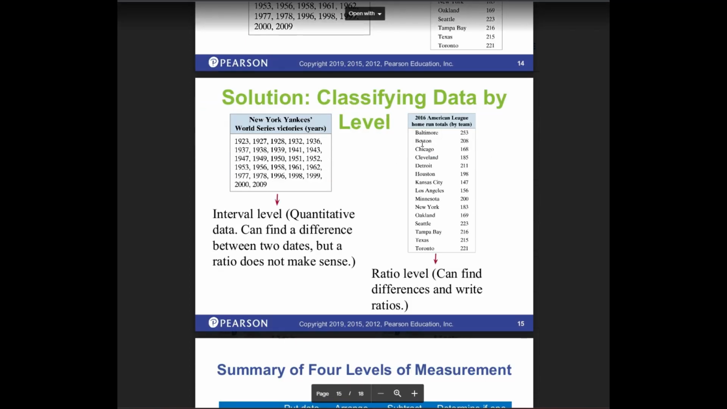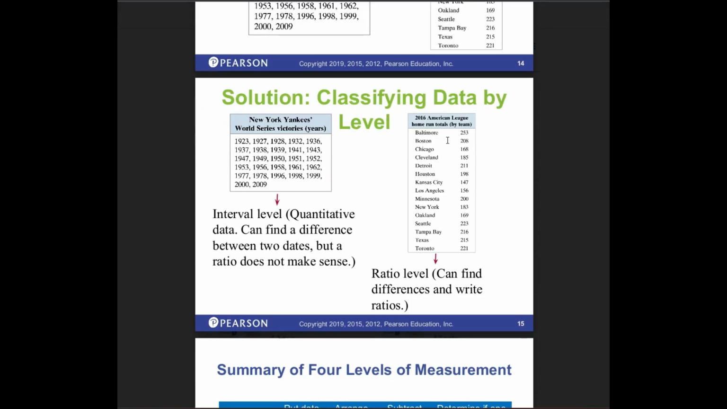And then over here, 2016 American League home run totals by team. And then we have all the teams, Baltimore, Boston, Chicago, and then all their home run totals, 253, 208, 168. And then this is the ratio level, where you can find differences and ratios.